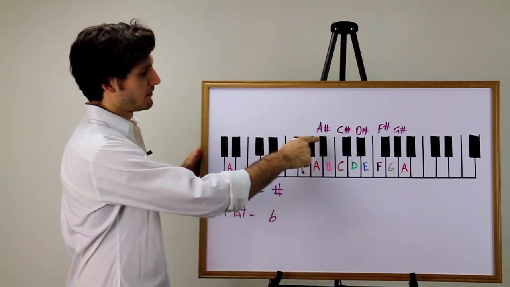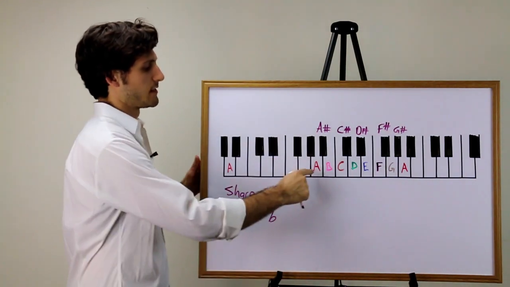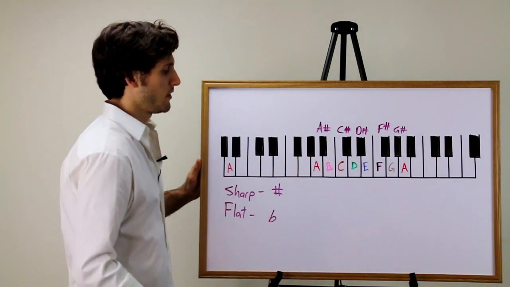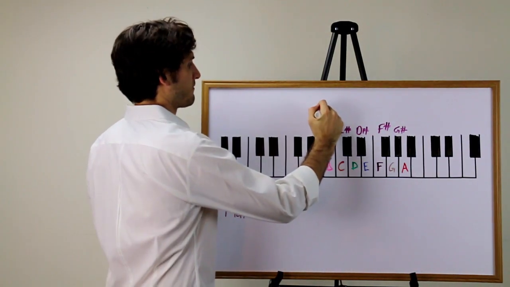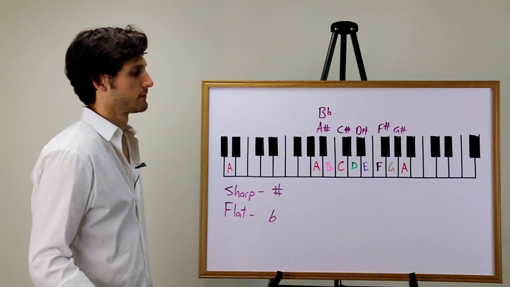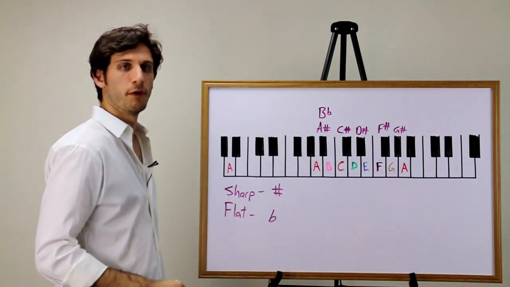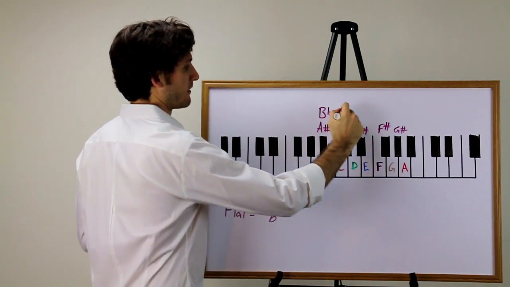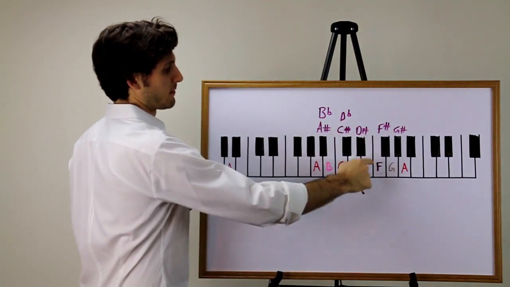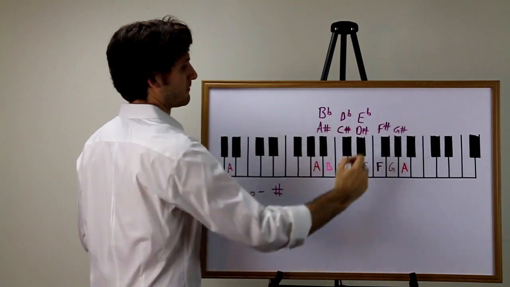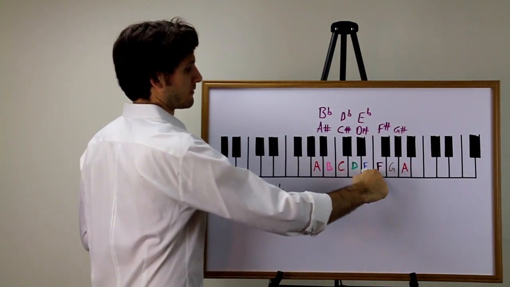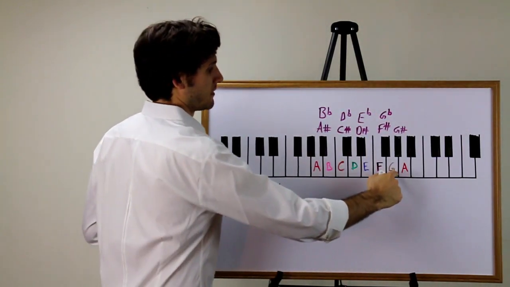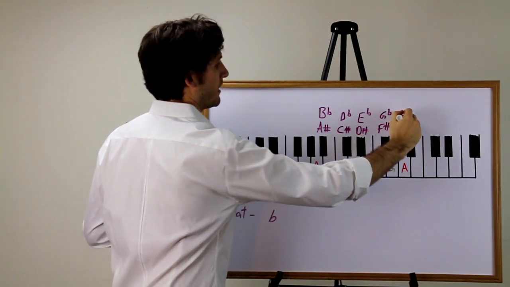So we've identified this note here as A sharp because it's a note above A, but it's also the note below B. So it has another name. It is also B flat. Every one of these black notes has two possible names, a sharp name and a flat name. So C sharp is the same thing as D flat. D sharp is the same thing as E flat. F sharp, of course, the same as G flat. And last but not least, G sharp, of course, the same as A flat.